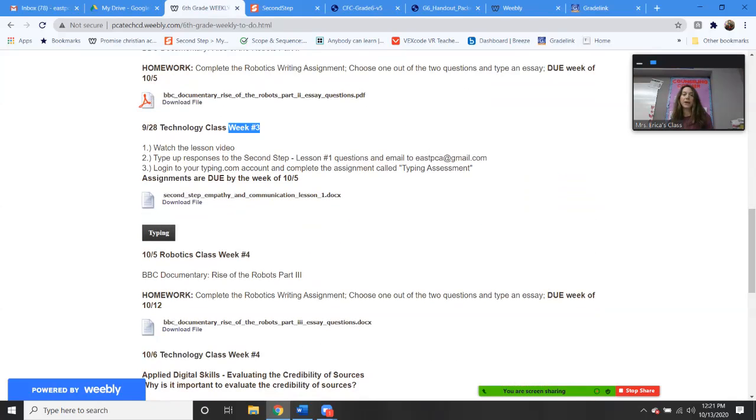In week 3, we started second step lesson 1. And there was this sheet here with some questions where you were supposed to type up the answers and email it to me. And then we also started our typing lessons in our typing.com account, which the link is right here. And you were supposed to do the typing assessment for week 3, okay?